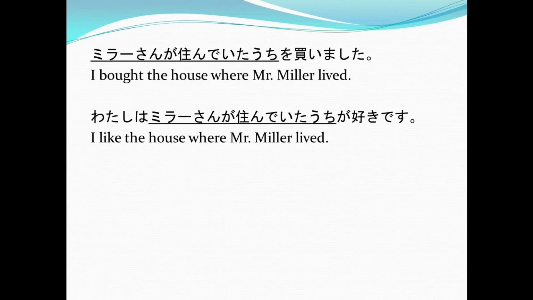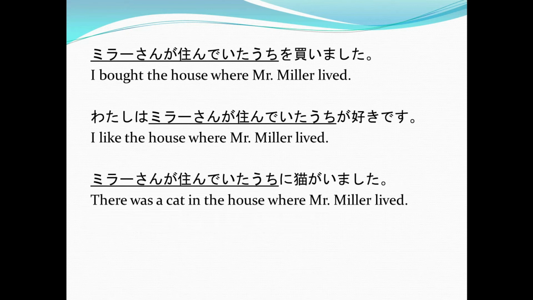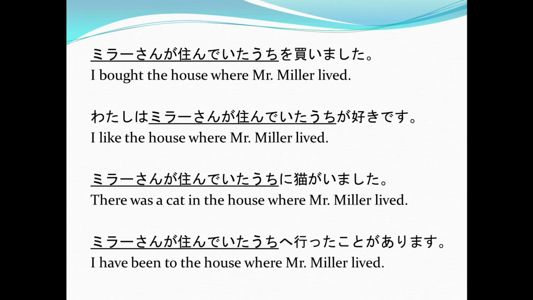Next one, Mira san ga sunde ita uchi ni neko ga imashita. Or there was a cat in the house where Mr. Miller lived. And lastly, Mira san ga sunde ita uchi e itta koto ga arimasu. Or I've been to the house where Mr. Miller lived. Notice how we use the same noun modifier in the sentences, but it gives the different meaning or different connotation.